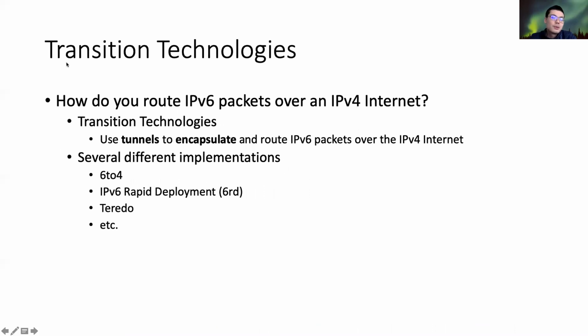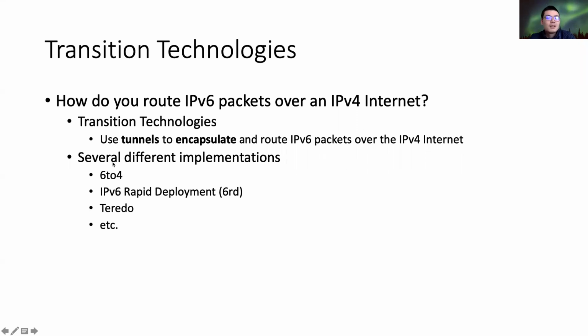So how to do this? We need a so-called transition technology. So what is the transition technology? How do you route IPv6 packets over an IPv4 internet? Which means the internet is still IPv4, but your packet is IPv6. There are many transition technologies. Usually you can use so-called tunnels to encapsulate and route IPv6 packets over the IPv4 internet. So basically you have a shell, which is an IPv4 shell, which the router will read. But at the end, at the edge, you can take out the shell, take the meat out, which is IPv6. This is just an intuitive idea.